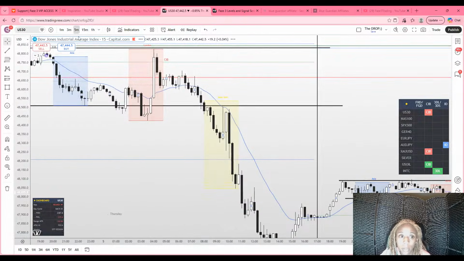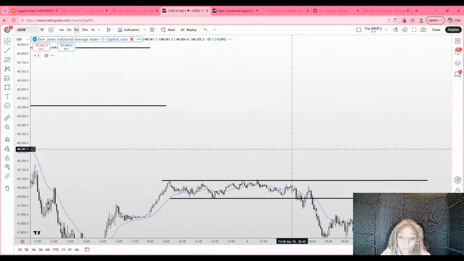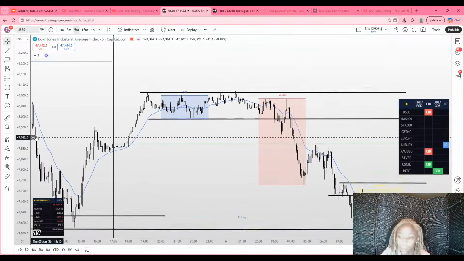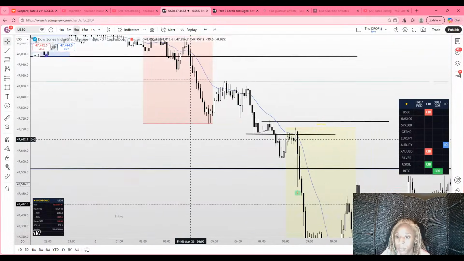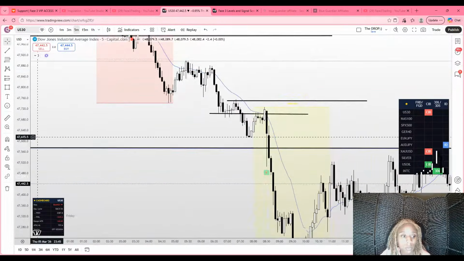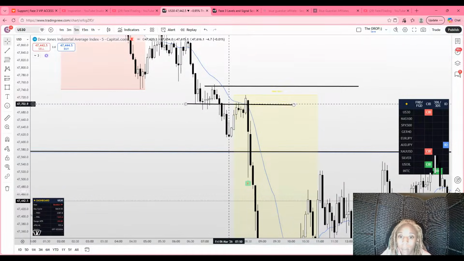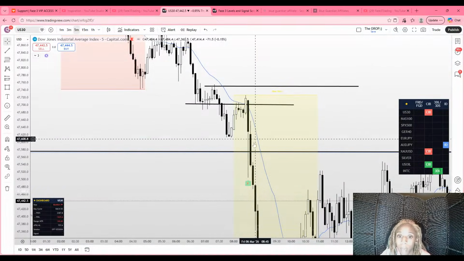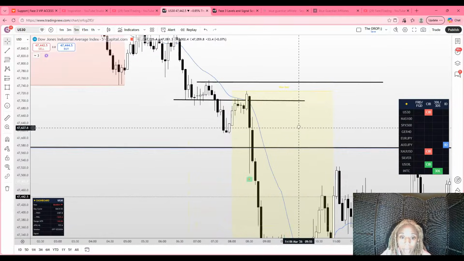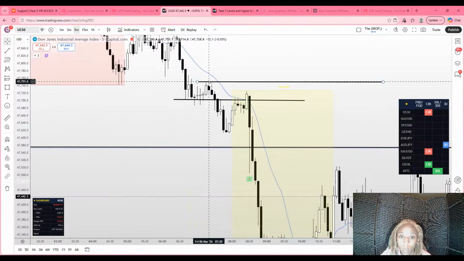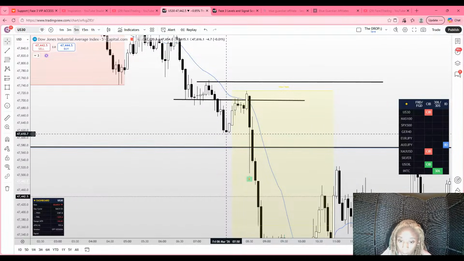So let me go down to a smaller time frame, 5 minute. I don't go any lower than the 5 minute. Look at this. All I'm doing is marking my most recent high and my most recent low. As you can see, when we break out of this, that is considered a lower low.